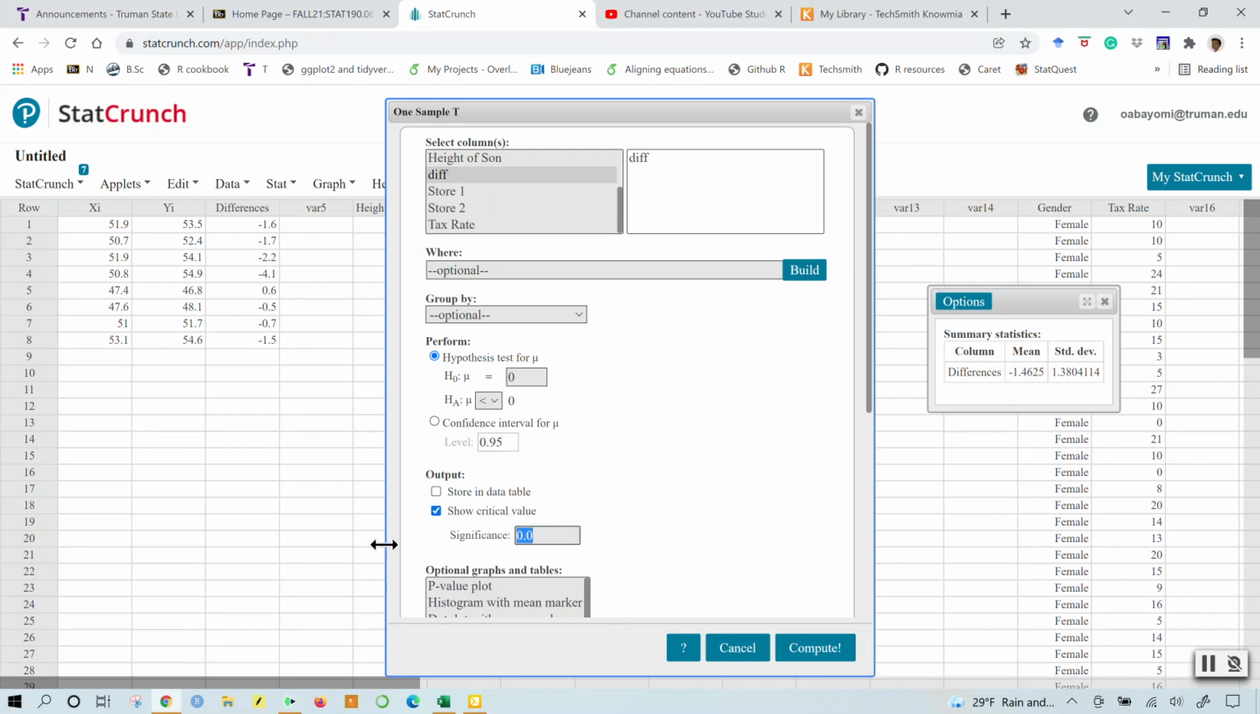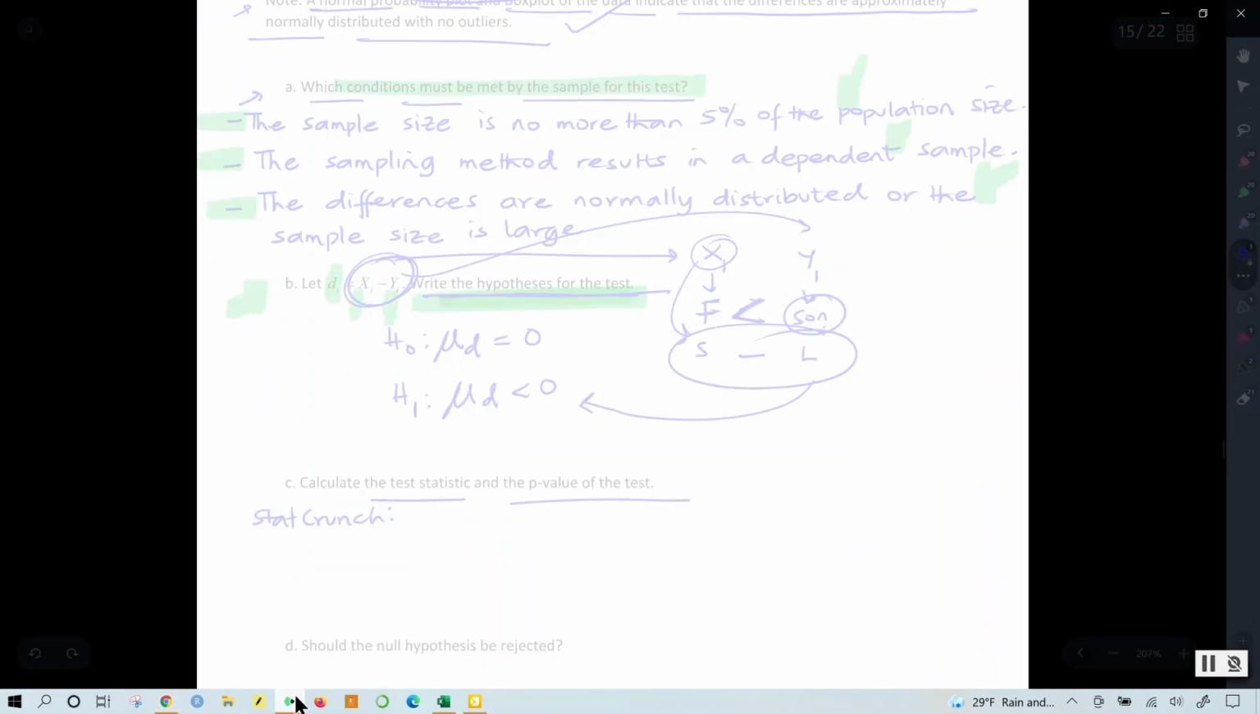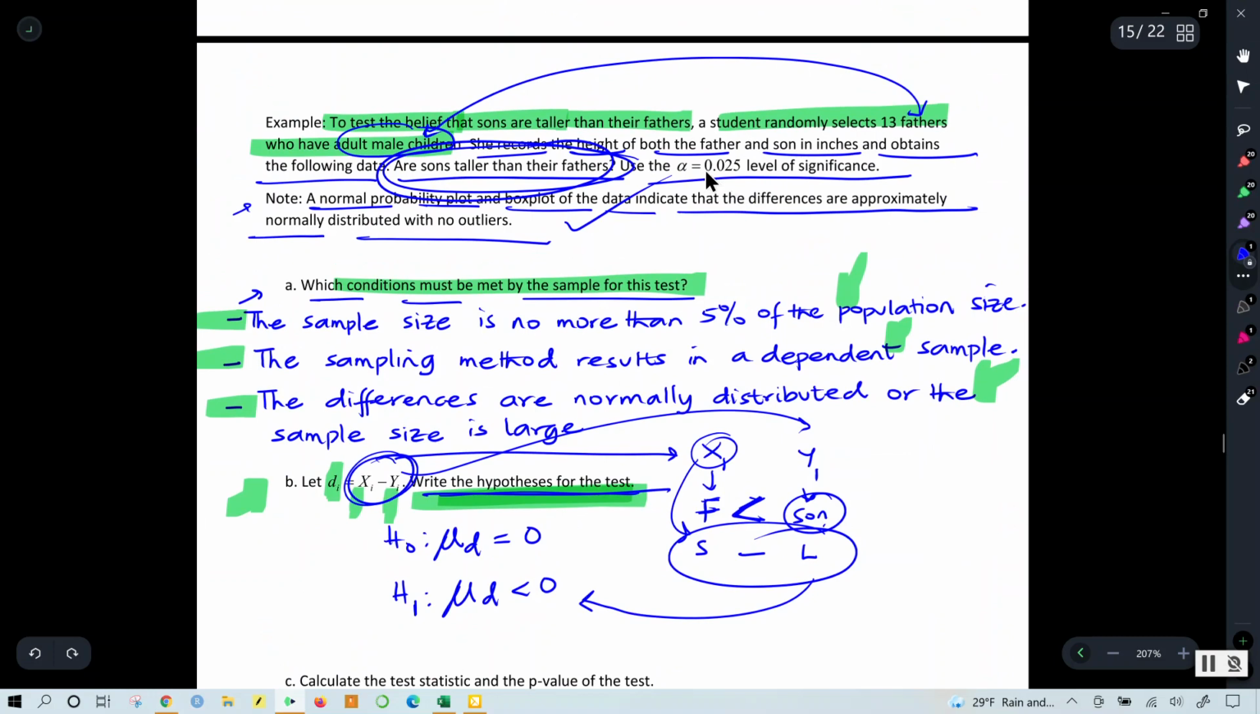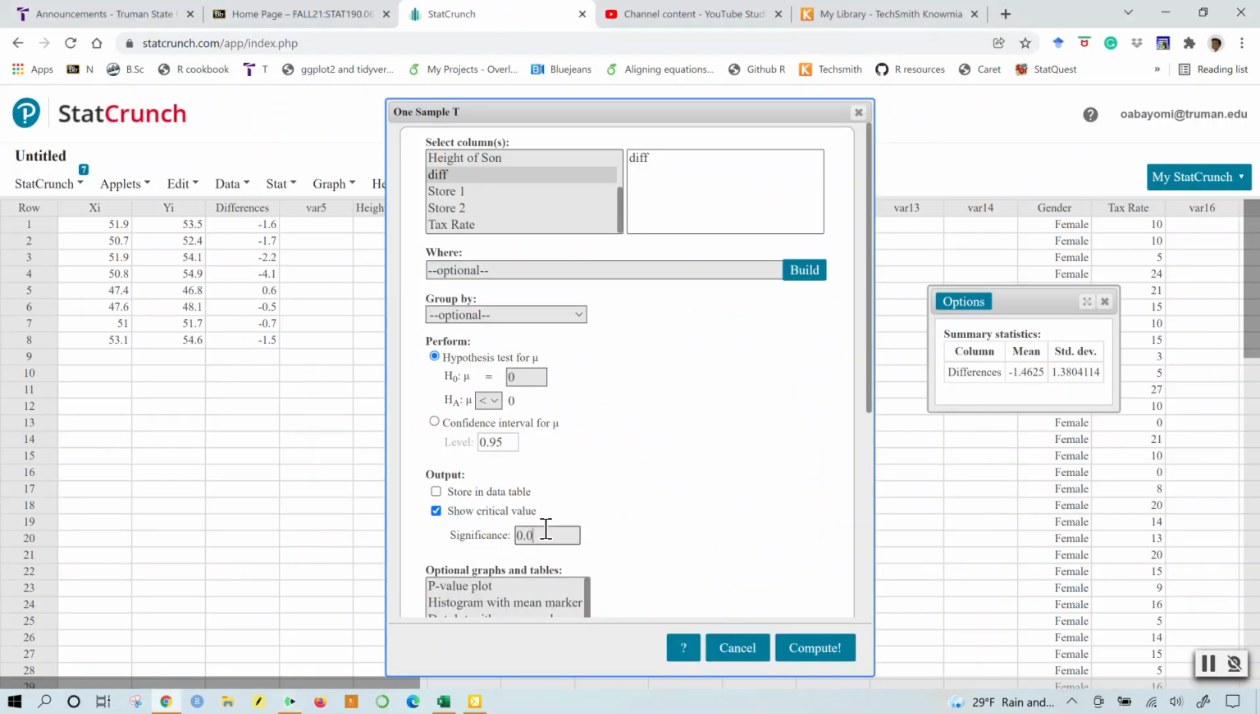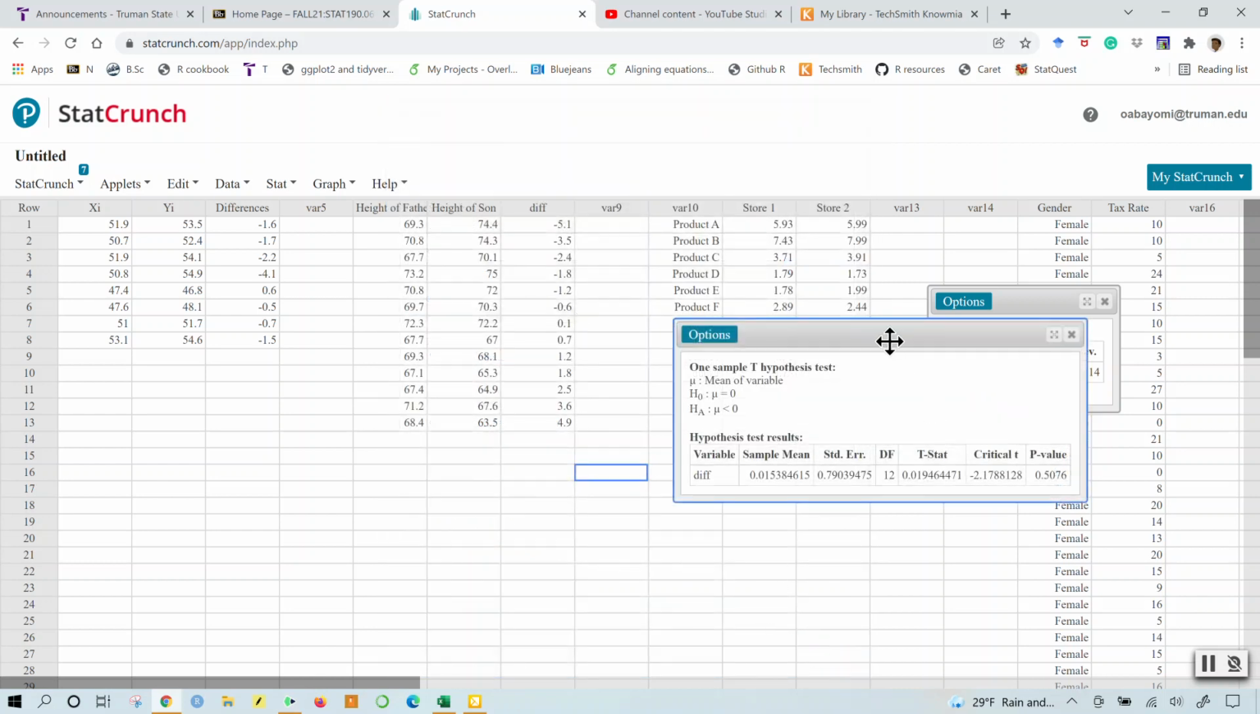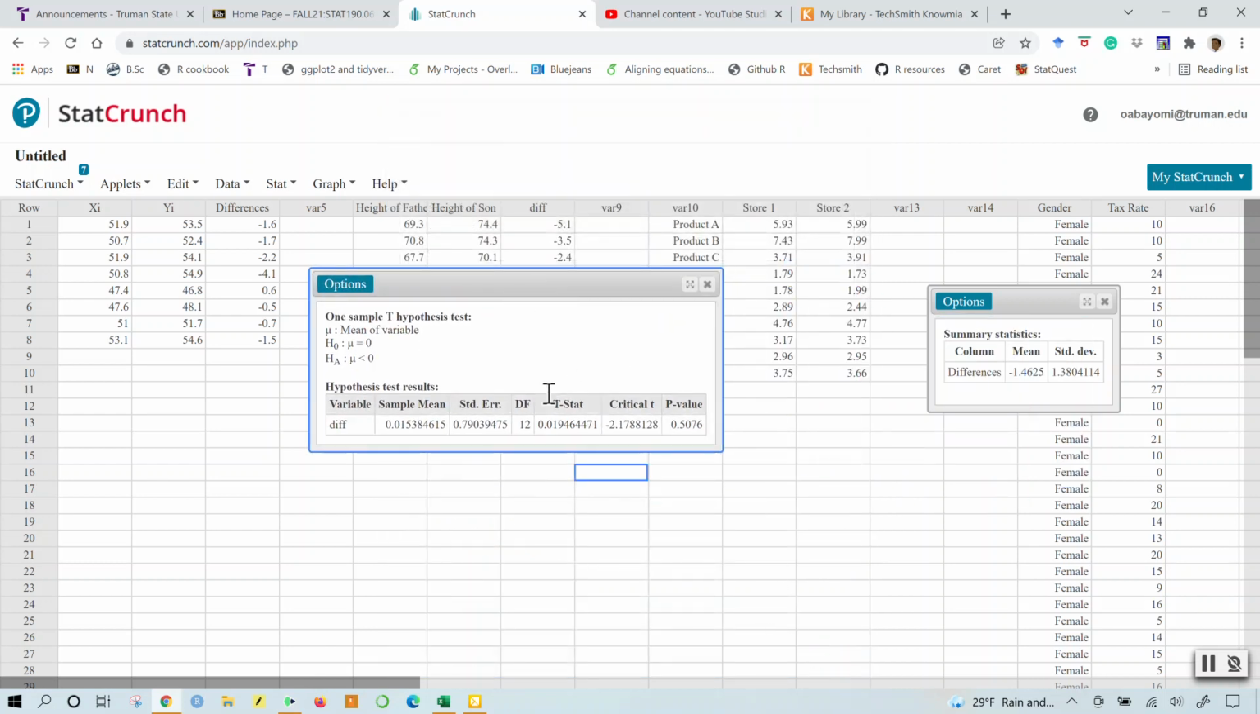At what level of significance is this test? Let's see. At what level of significance? 0.025. Okay, so we go back, 0.025 and compute. So I'm going to drag the output out here. I have the test statistic. It is 0.01946, and the p-value is 0.5076.